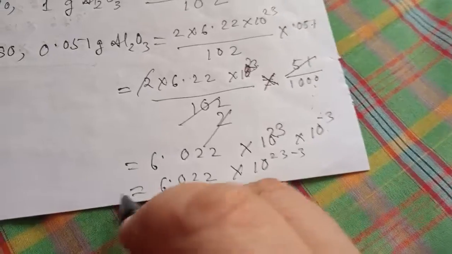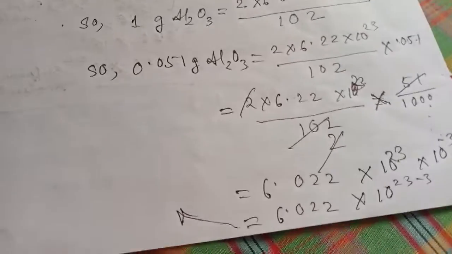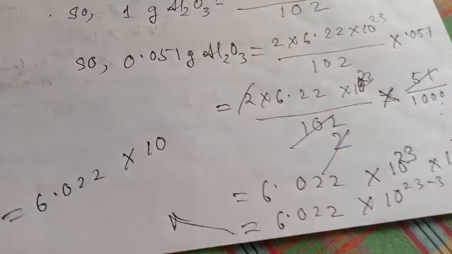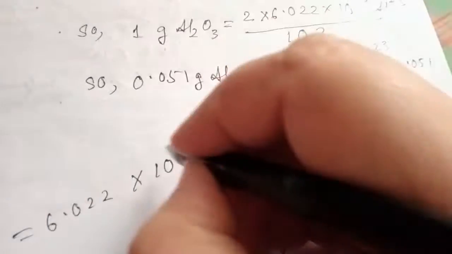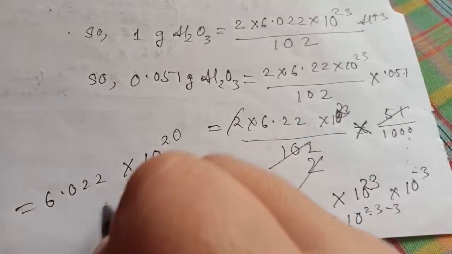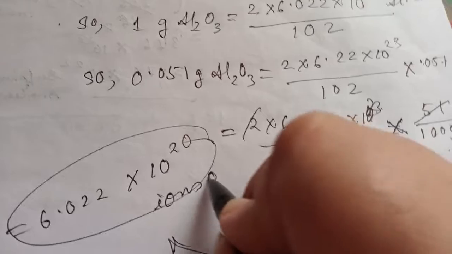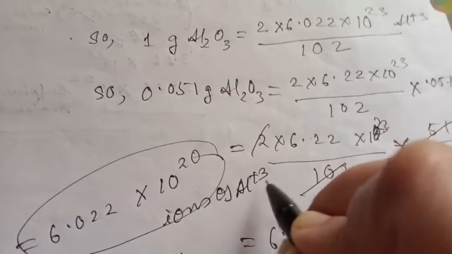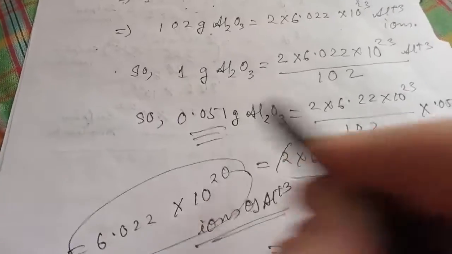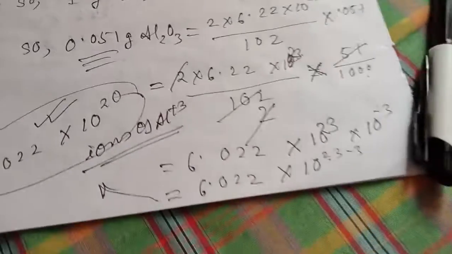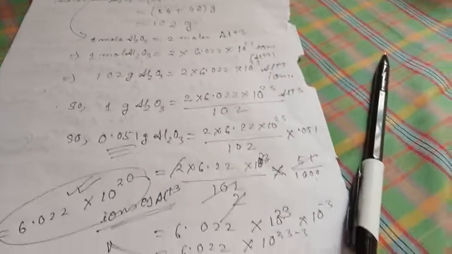So how much will the answer be? 6.022 into 10 to the power 20. That means this many aluminium plus 3 ions will be present in this amount of aluminium oxide. So this is the answer. Hope you have understood. See whether you are understanding or not.